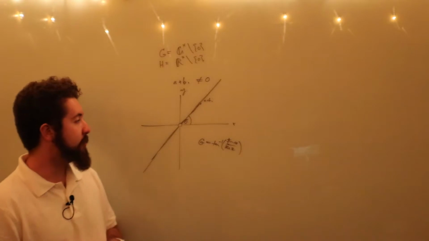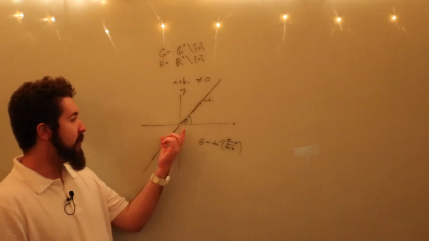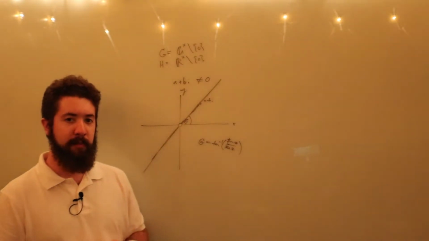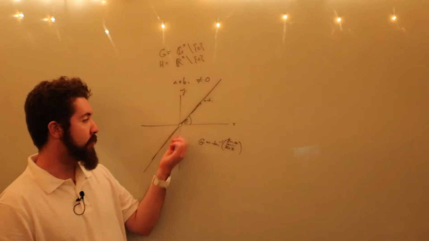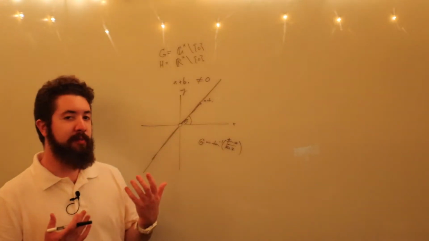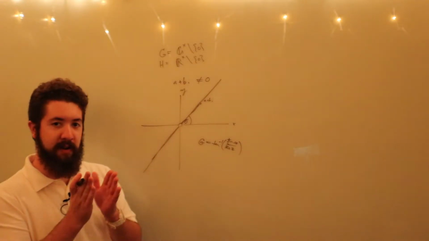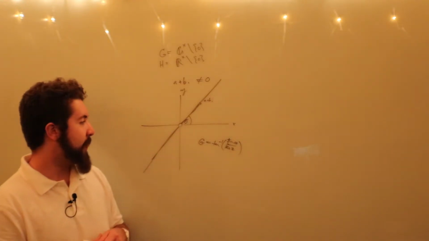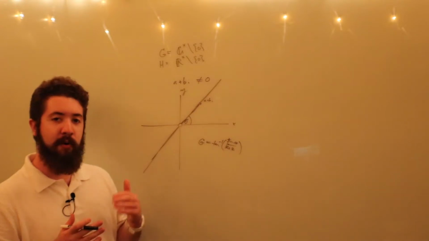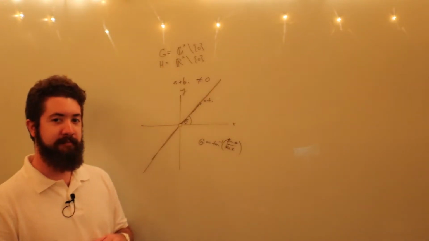Something of note I'd like to point out here is that none of these lines intersect anywhere. If they were going to intersect somewhere, it would be at the origin, but our group doesn't contain the origin. So our different lines, even though they're infinitesimally close, if you like, are disjoint. They don't share any numbers.